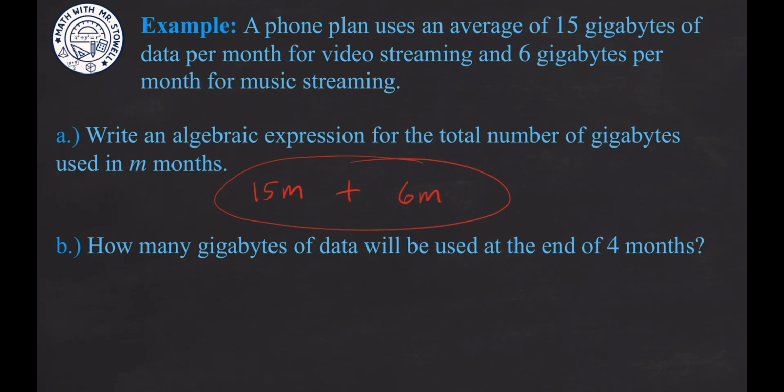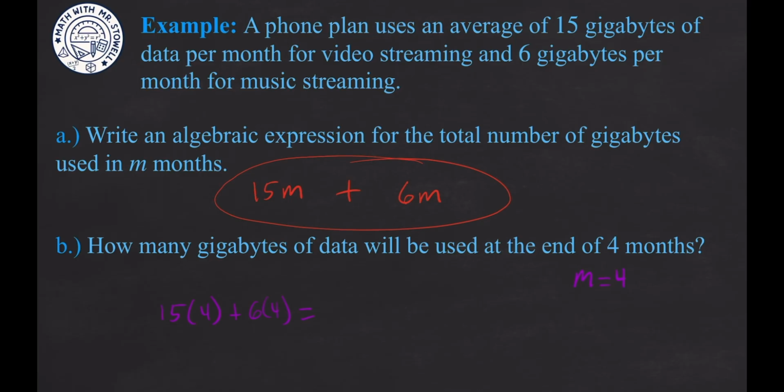Last thing, how many gigabytes of data will be used at the end of 4 months? Well, m stands for months, so that means that m is equal to 4. So let's substitute that into our expression right there. So we have 15 times m, which is times 4, plus 6 times 4.